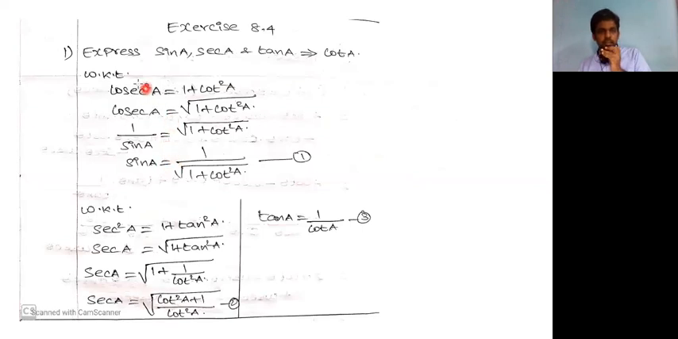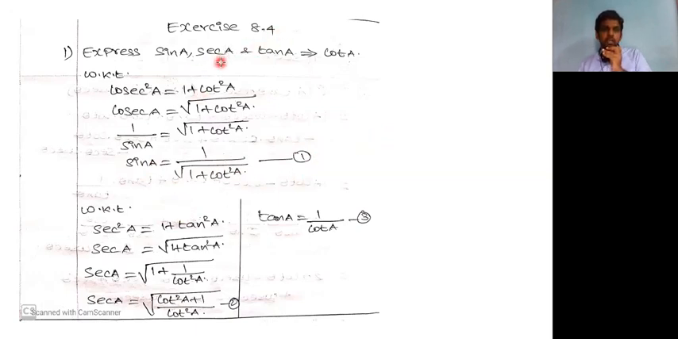Moving on to the exercise. Express sin A, secant A and tan A in terms of cot A. I'm taking the identity cosecant square theta is equal to 1 plus cot square theta. We have already seen that 1 plus cot square theta is equal to cosecant square theta. So what is cosecant theta? Square root of 1 plus cot square theta. And what is cosecant theta? Reciprocal of sin theta, right? So 1 by sin A is equal to root of 1 plus cot square A, or sin A is equal to 1 by root of 1 plus cot square A. So we have written sin A in terms of cot A. Take it as the first equation.